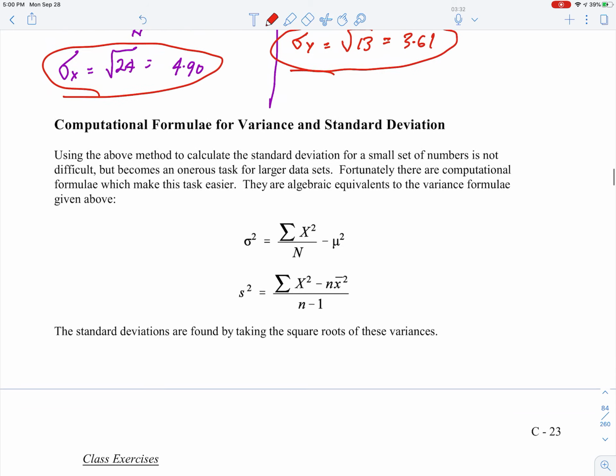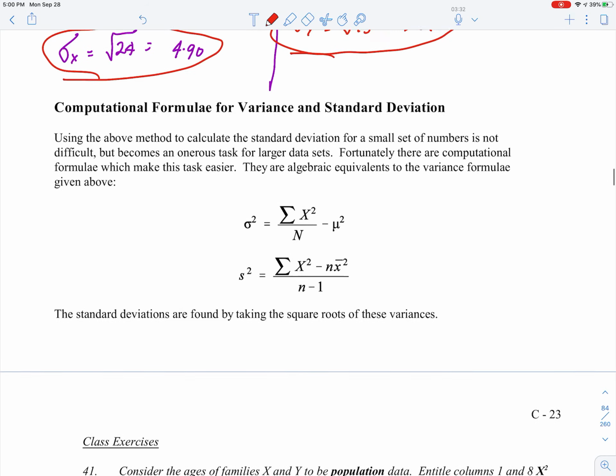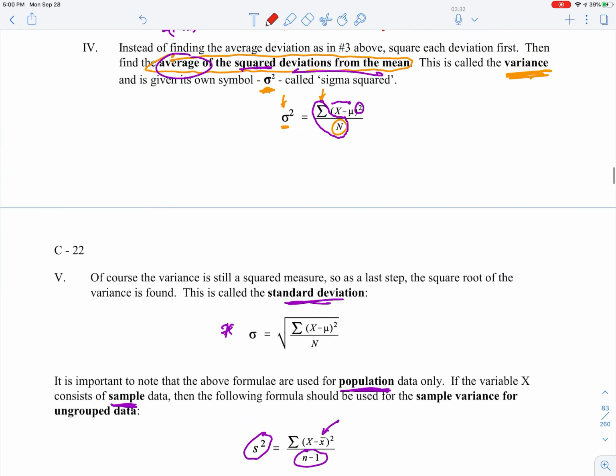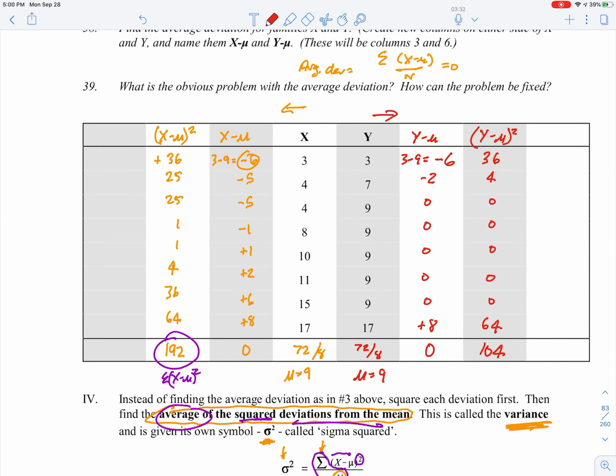Now, before we conclude this, I want to go through a couple more things. This is an okay method to use when you only have about 8 numbers and you can come up with these particular columns right here. So that works out quite well.